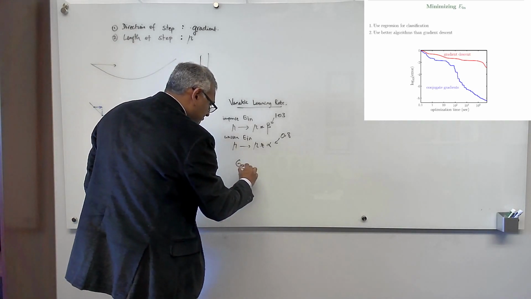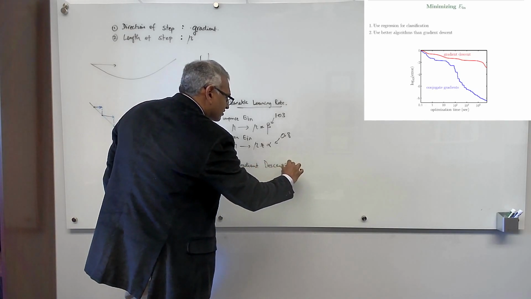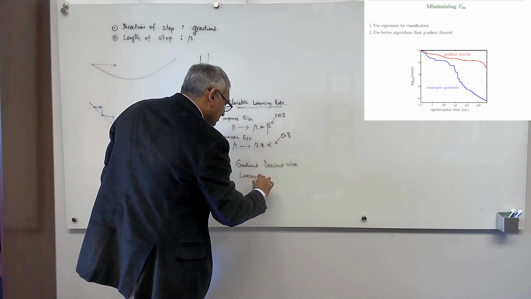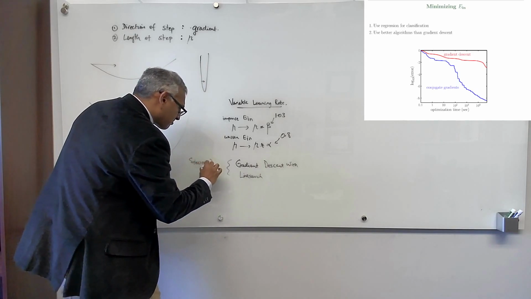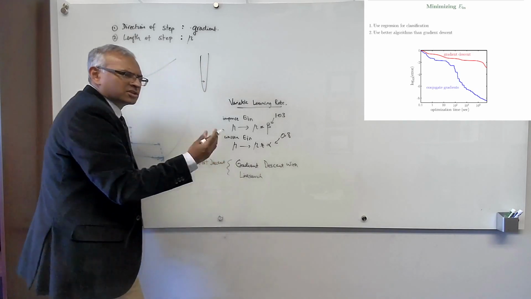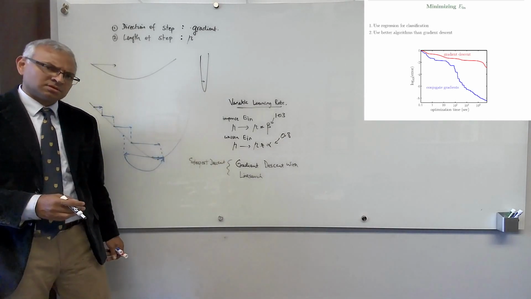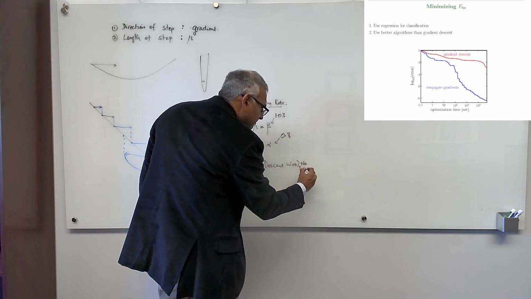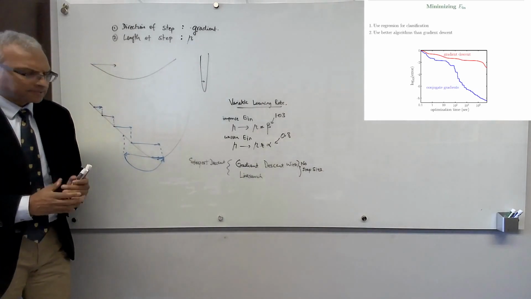Gradient descent with line search. Sometimes I call this steepest descent. But there's no fixed, well-accepted terminology for this. Basically, there's no step size. No step size. Interesting.